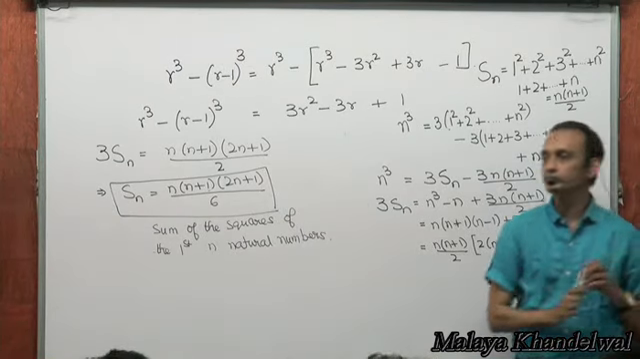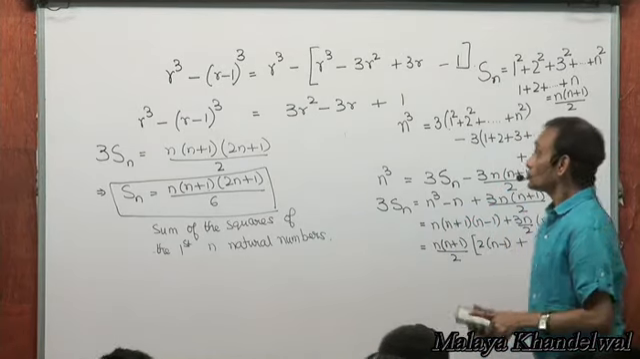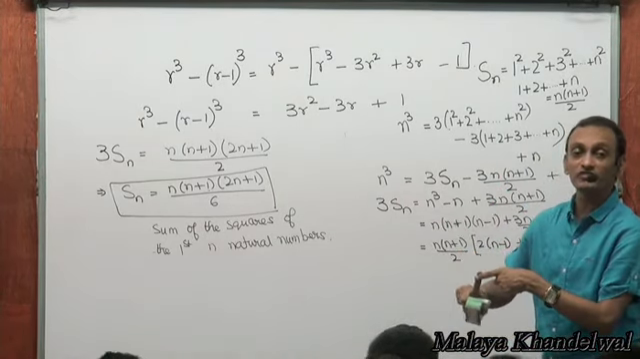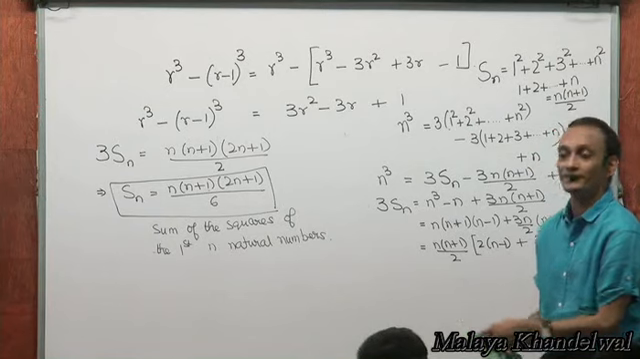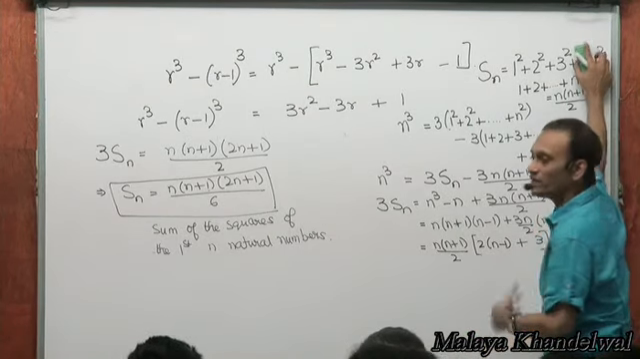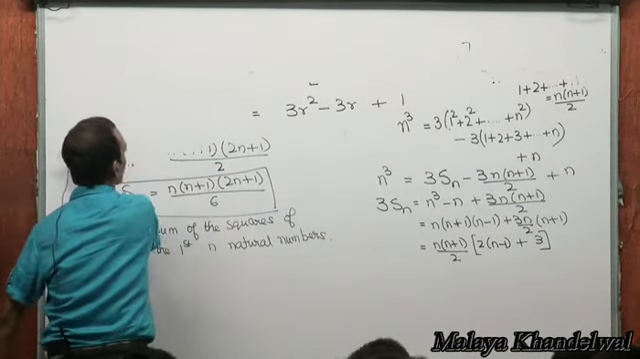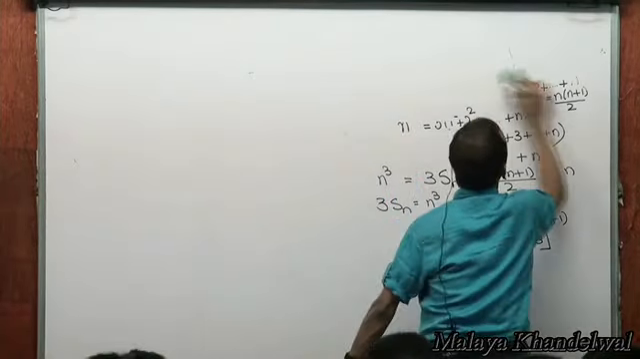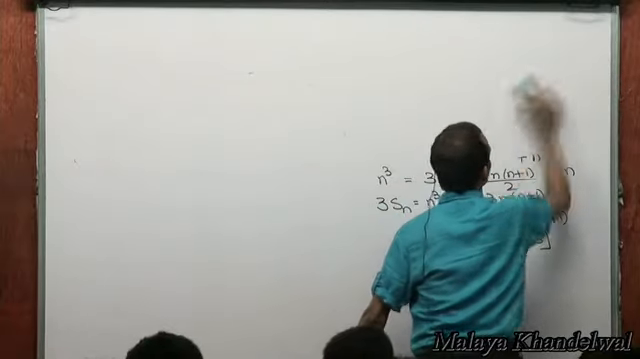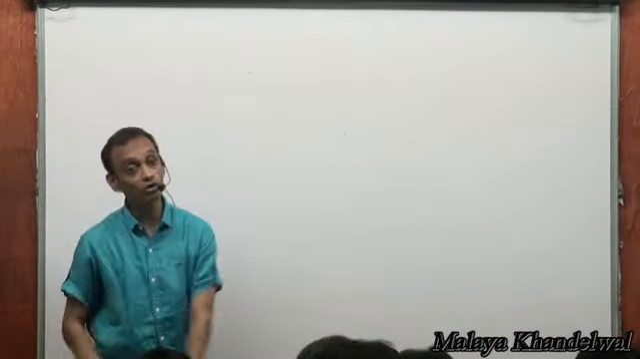Sounds all right? So this is again an important result to remember. Sum of the first n natural numbers, n into n plus 1 by 2. Sum of the squares, n into n plus 1 into 2n plus 1 by 6, and so on and so forth. Can I wipe this off? Sounds all right?